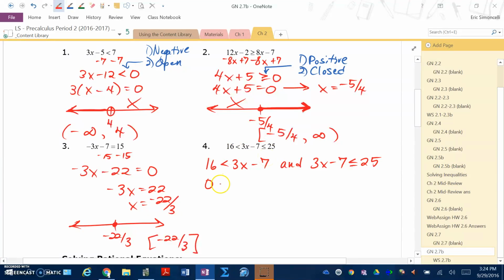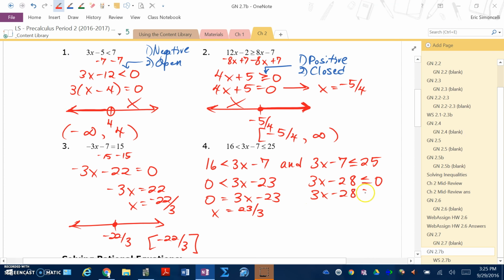The idea, though, in this case is similar to the other 3 questions in that I want to set it to 0. I'll do that here on the first inequality, as you can see, because I've already split things up. I'll simply subtract 7, so it's 3x. Subtract 16, so it's 3x minus 23. I'll turn that into an equation, and then we can easily see that x would be 23/3. Here, I'll do the same type of thing, where I will subtract 25, so I've got 3x minus 28 less than or equal to 0. Again, set this equal to 0, and then, of course, x is 28/3.